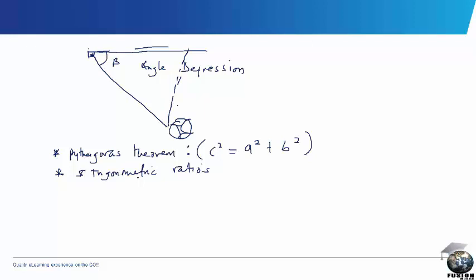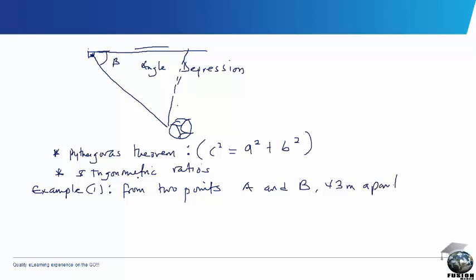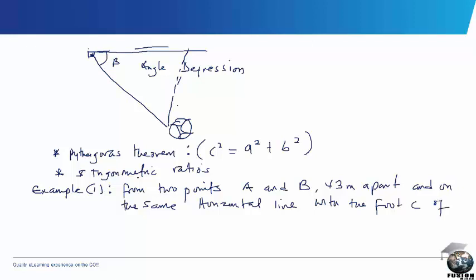So without taking much of your time, we'll quickly go into examples. Example 1, we have the following question. From 2 points A and B, which are 43 meters apart, and on the same horizontal line, with the foot C of an electric pole.